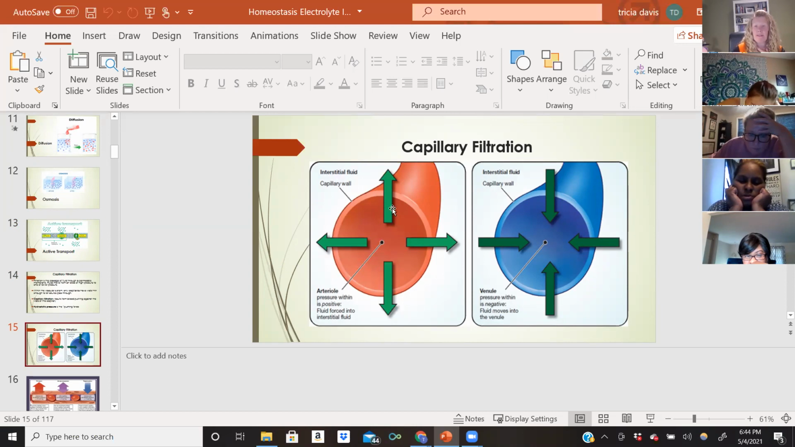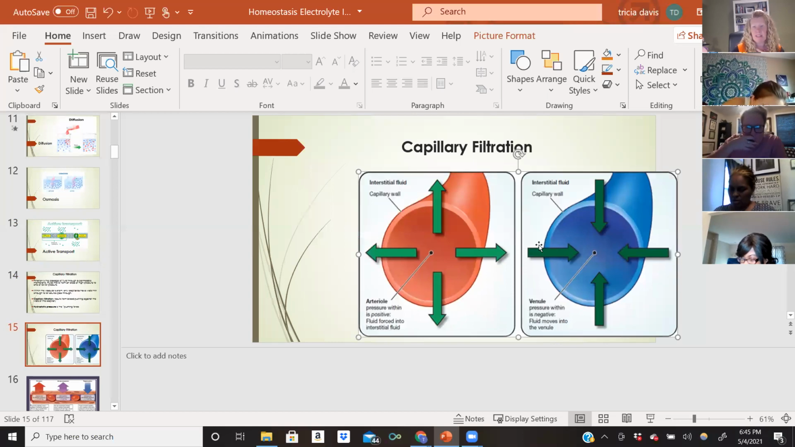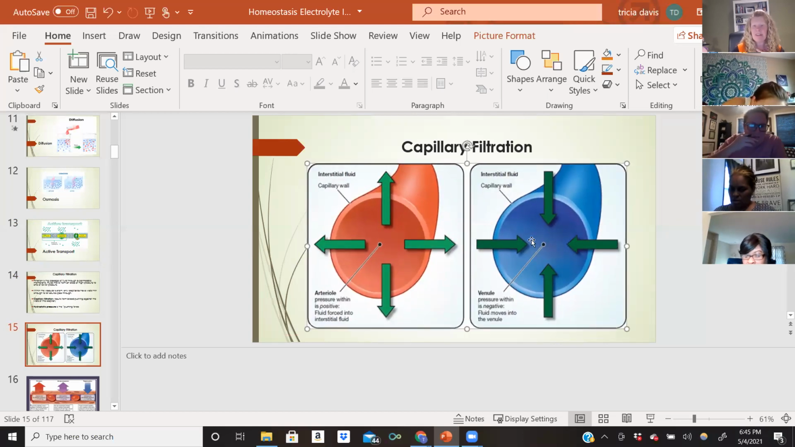So the left picture here is our arteries, the right picture is our veins, okay? Two different things we're talking about. Pressure inside of our arteries is going to be positive, okay? So it's going to push our fluid into the interstitial fluid. When we're talking about veins, the hydrostatic pressure inside the veins is negative. So fluid is going to move from our interstitial area, which is around this vein, into that capillary, okay?